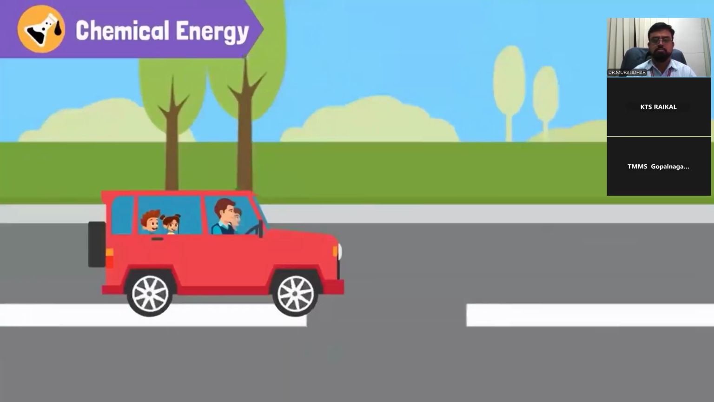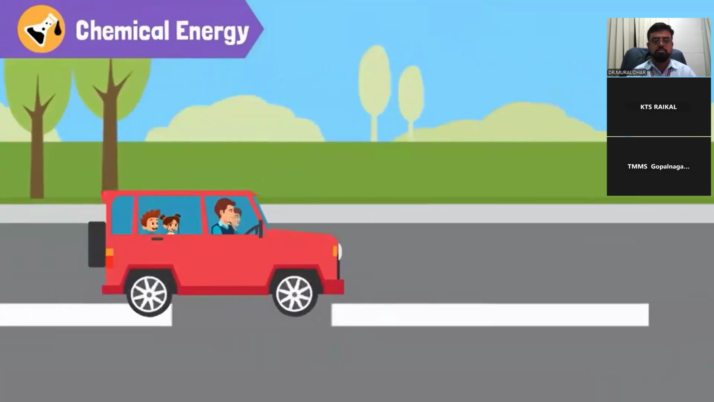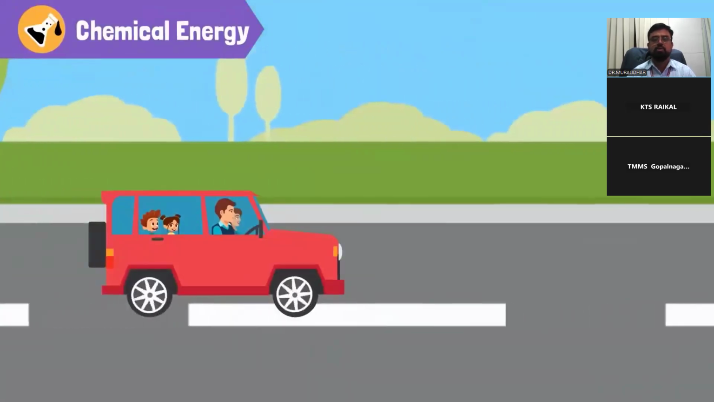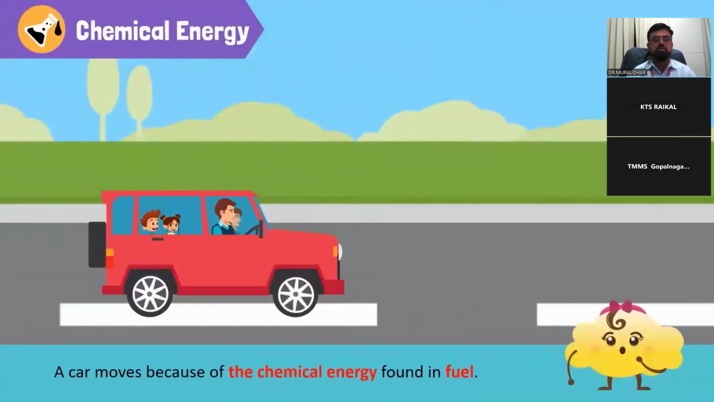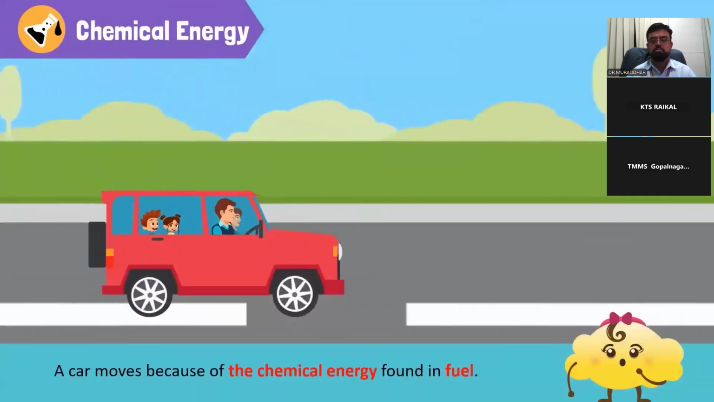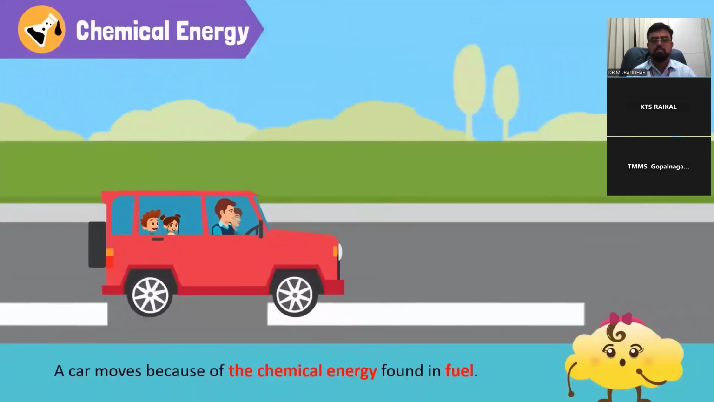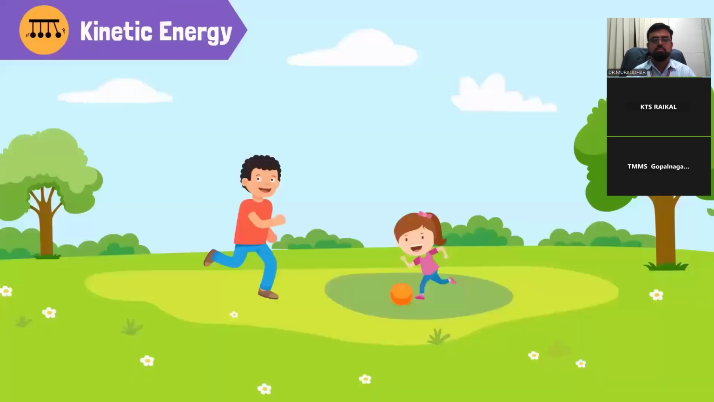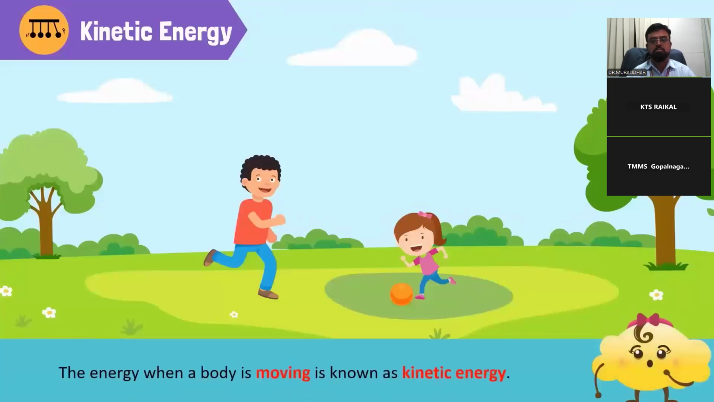The family is going to the park in a car. How does a car move? Chemical energy, petrol. It moves because of the chemical energy stored in fuel. In the park, everyone set up for the picnic while children are playing. Energy is also used to help things move. This energy is called kinetic energy.